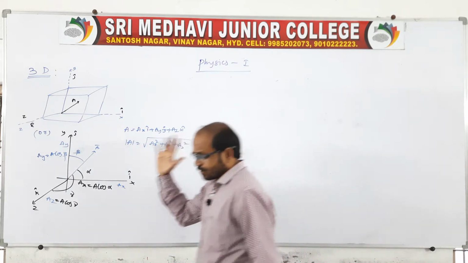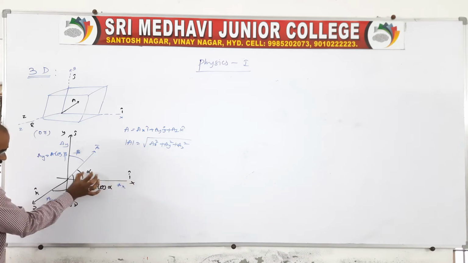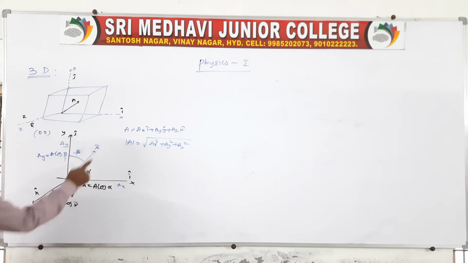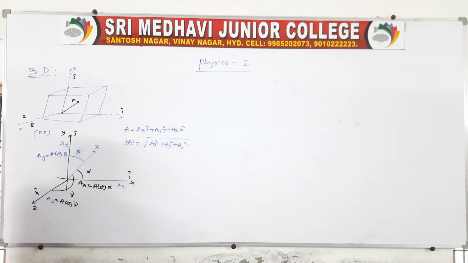So here, a vector can be resolved into 3 components based on their dimension. Vector A makes an angle alpha with the x-axis. Therefore, with the angle alpha, Ax is equal to A cos alpha. And vector A makes an angle beta with the y-axis. Therefore, with the angle beta, Ay is equal to A cos beta. And you go with the same with the z-axis, it is making an angle gamma. Therefore, Az is equal to A cos gamma.